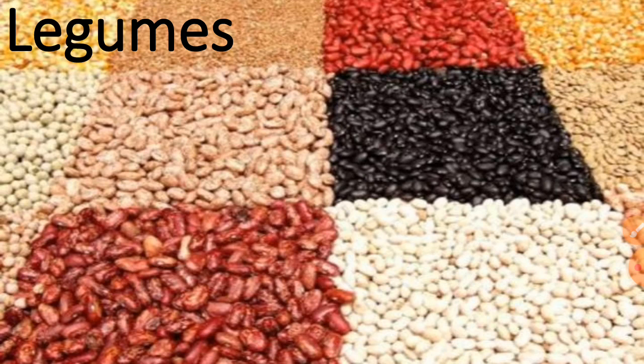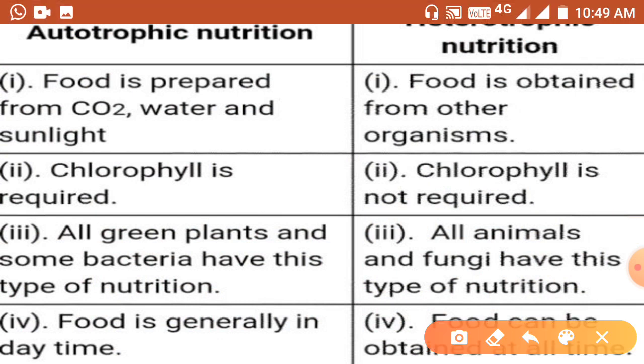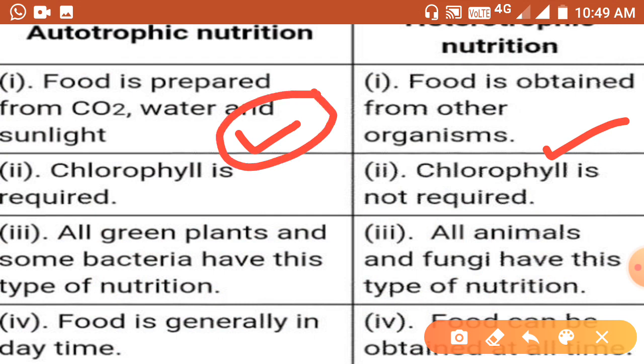Our topic is finished here, and this is the difference between autotrophic and heterotrophic modes of nutrition. In the first, food is prepared from CO2, water and sunlight, and in heterotrophic, food is obtained from other organisms. Autotrophs prepare their own food with the help of raw materials, CO2, water and sunlight. In short, they use photosynthesis to make food, while heterotrophs depend on autotrophs.